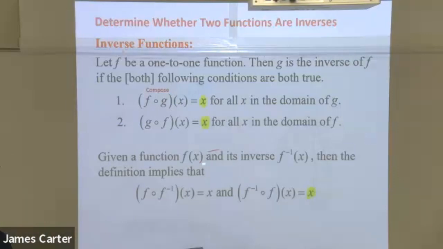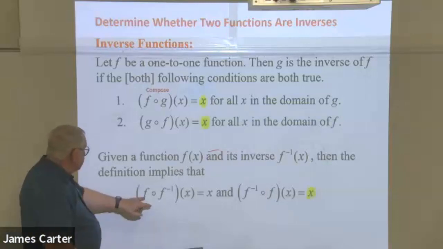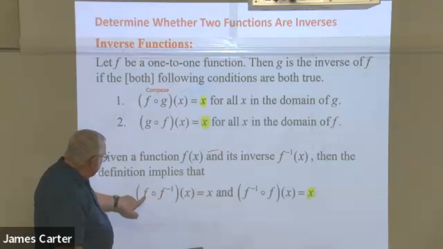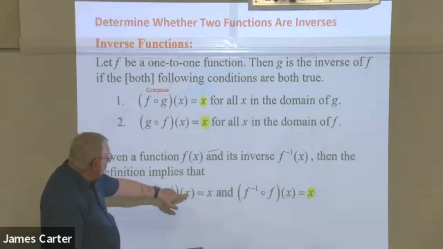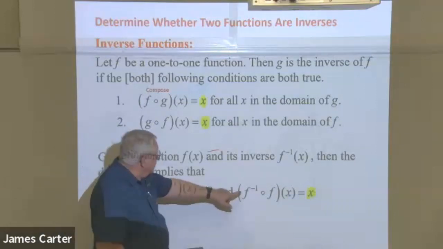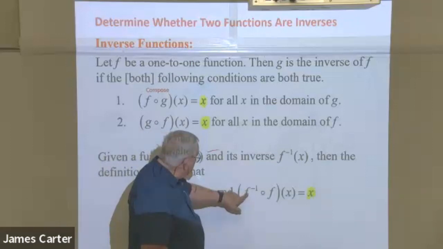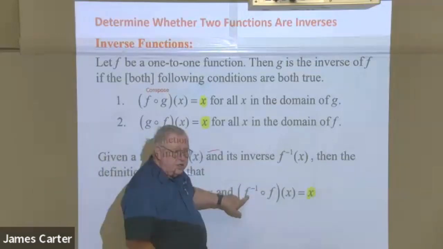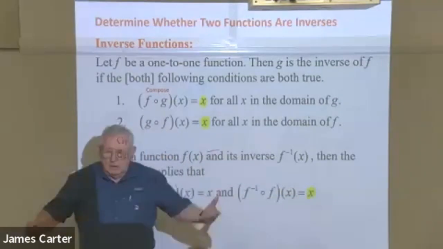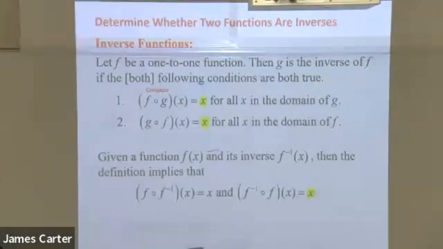So here's another way of doing it using the inverse notation that I introduced the other day. In this case, this means take the original equation and the inverse. You substitute this into that, and if you get x, and here, you take the inverse, substitute the original into it, and if you get x, it's a one-to-one function. These two things basically say the same thing, it's just different notation is all that it is.